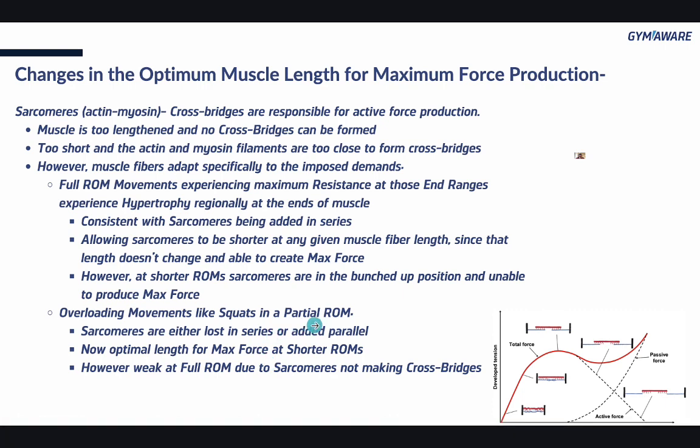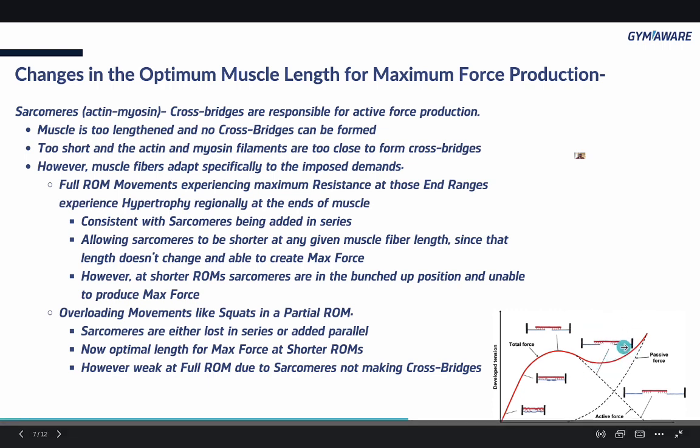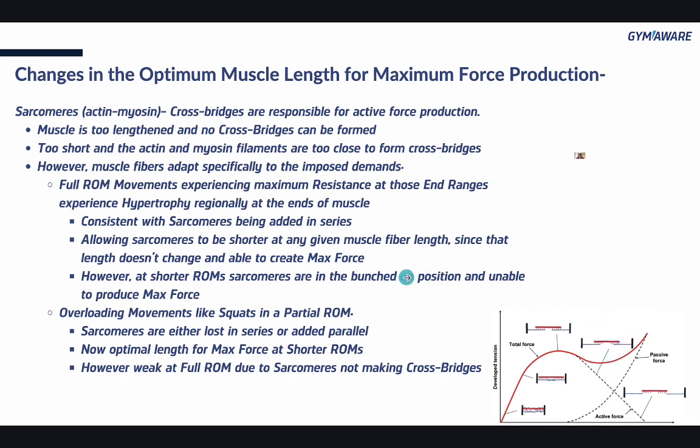But then you get really weak at a lengthened range of motion because you've lost those sarcomeres in series and you've added them in parallel. So now when you're fully lengthened, the cross bridges can't be formed because they're not long enough. You don't have as many in series, and so they're completely stretched out and they can't create cross bridges. So now your optimal length is at the shorter range of motion. So hope that made sense.